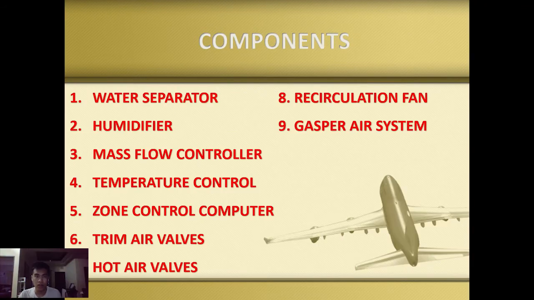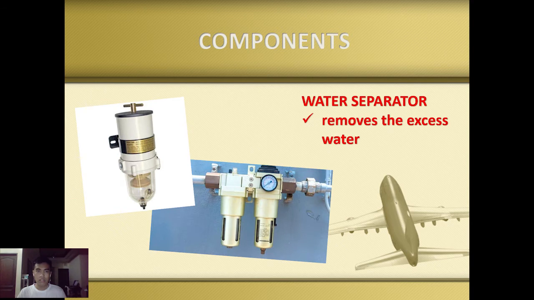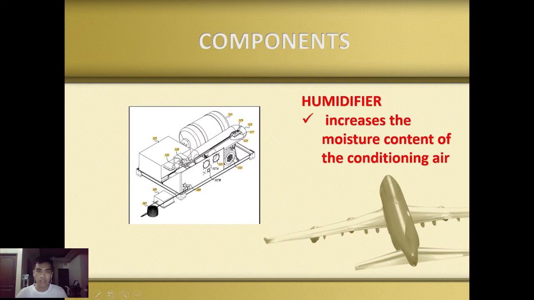Let's now talk about the components involved in the air conditioning system. The first component is the water separator, which is located downstream of the turbine. This removes the excess water which condenses during the cooling process. Next is the humidifier. This is the part that is responsible for increasing the moisture content of the conditioning air to 1 to 2% relative humidity to prevent physical discomfort arising from low relative humidity.